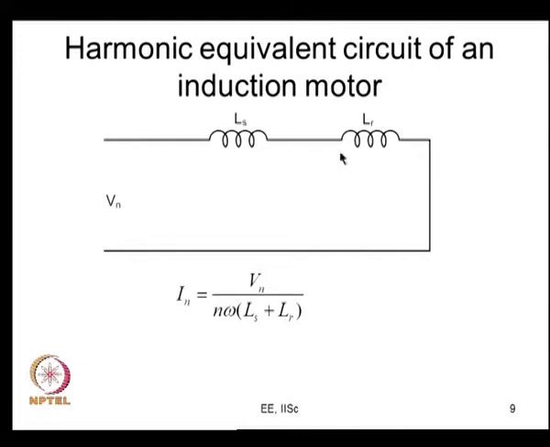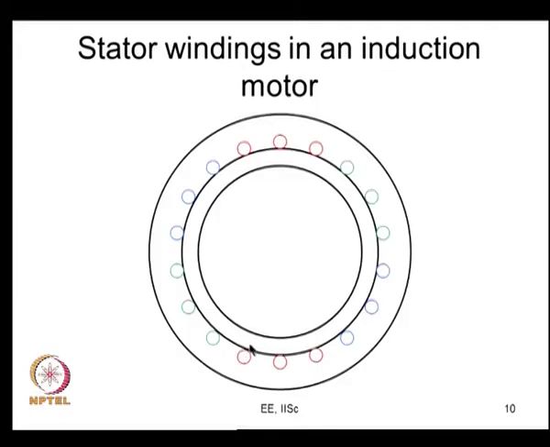So, it is just the two leakage inductances, and it is a harmonic model of the induction motor, or harmonic equivalent circuit. And in this equivalent circuit, if Vn is the amplitude of the nth harmonic, and Ls and Lr are your leakage inductances, then Vn upon n omega times (Ls plus Lr) is going to be your nth harmonic current amplitude. So, this gives you a very convenient way of calculating the nth harmonic currents.